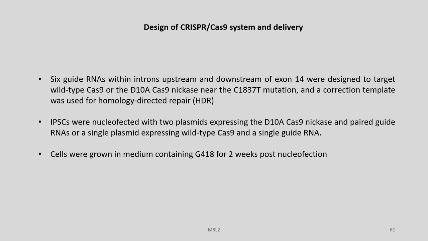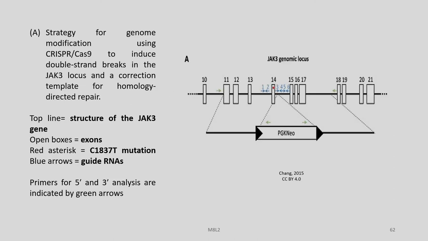Six guide RNAs with introns upstream and downstream of exon 14 were designed to target wild type Cas9 or the D10A Cas9 nickase near the C1837T mutation, and a correction template was used for homology directed repair. iPSCs were nucleofected with 2 plasmids expressing the D10A Cas9 nickase and paired guide RNAs, or a single plasmid expressing wild type Cas9 and a single guide RNA. Cells were grown in medium containing G418 for 2 weeks post nucleofection.